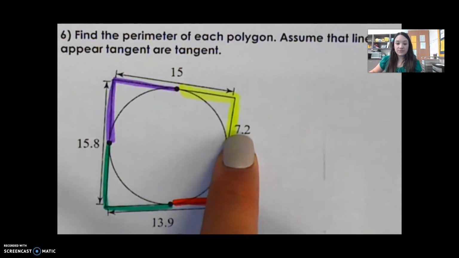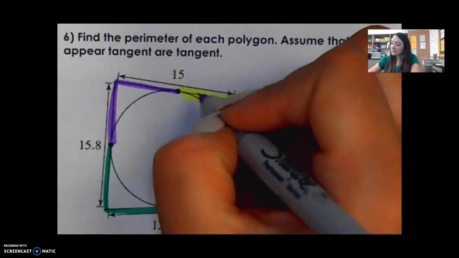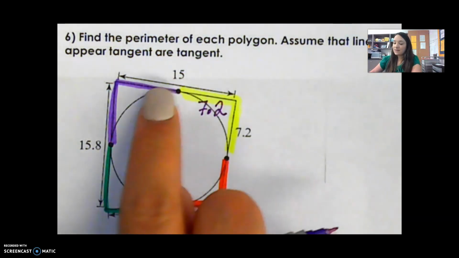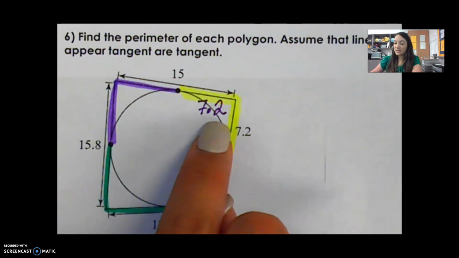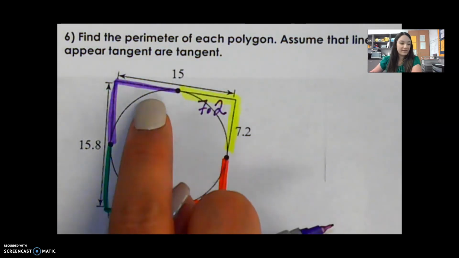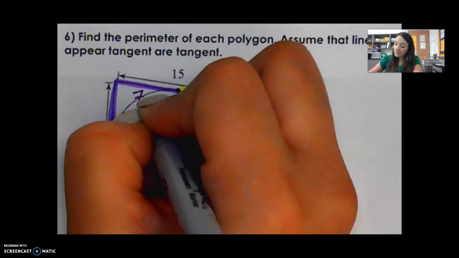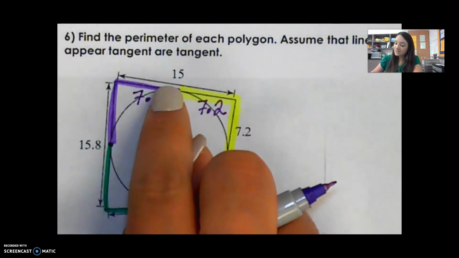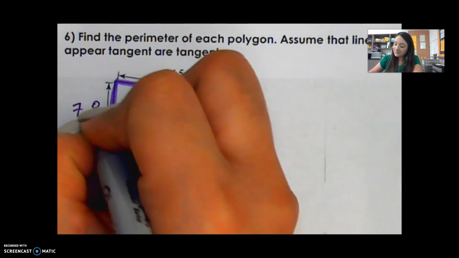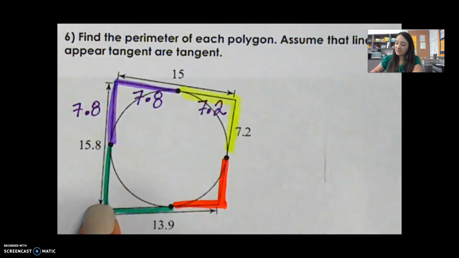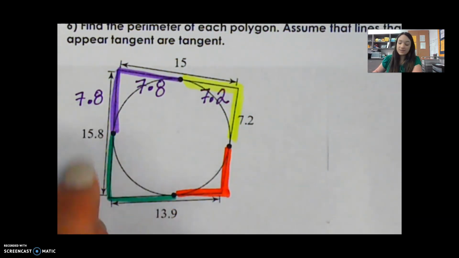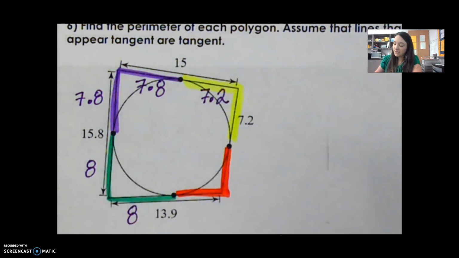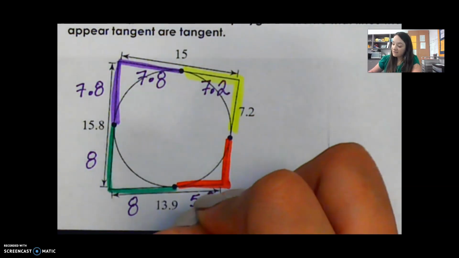Now if this is 7.2, how big is this piece? If I know the whole thing is 15, this part is 7.2, I need to use subtraction to find this missing piece, 7.8. If this is 7.8, so is this. If this whole length here is 15.8 and part of it is 7.8, then this one is 8. If this one's 8, so is the other green one. If the whole thing is 13.9 and this is 8, I use subtraction to find the red piece, 5.9.